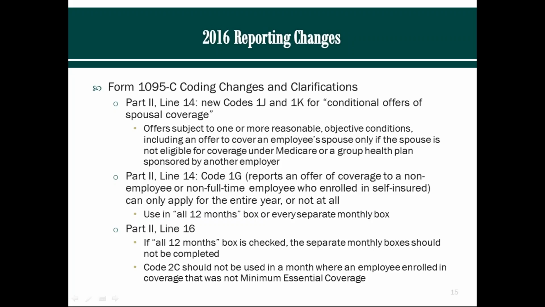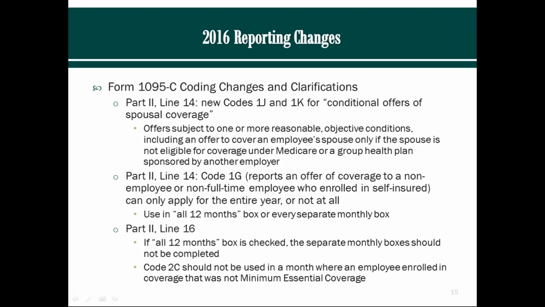These two codes are used when, as an employer, you offer coverage to your employees and their spouses, but you may put conditions on that spousal coverage. You may say, we'll cover the spouse if they don't have their own employer-sponsored coverage, or we'll cover the spouse if they don't have any other group health plan coverage. So those are conditions for them to be in your plan. And if you have those types of conditions, when you report the offer of coverage on line 14, you use either a special code 1J or 1K.